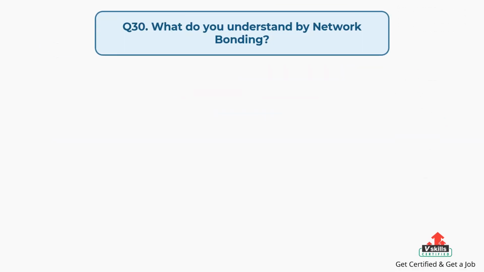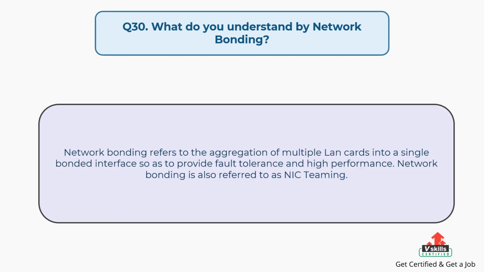Question number 30, what do you understand by network bonding? The answer is: Network bonding refers to the aggregation of multiple LAN cards into a single bonded interface so as to provide fault tolerance and high performance. Network bonding is also referred to as NIC teaming.